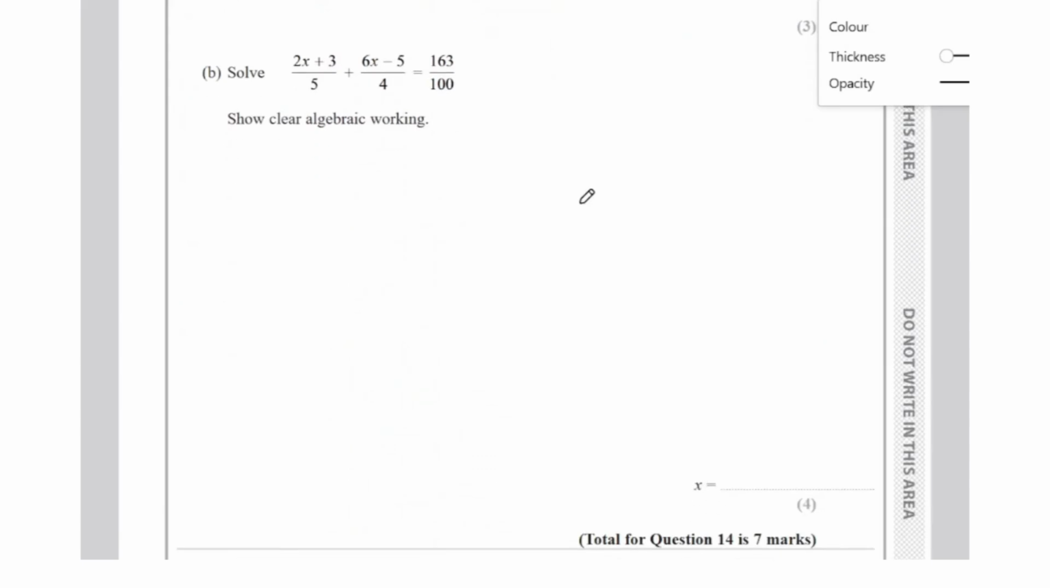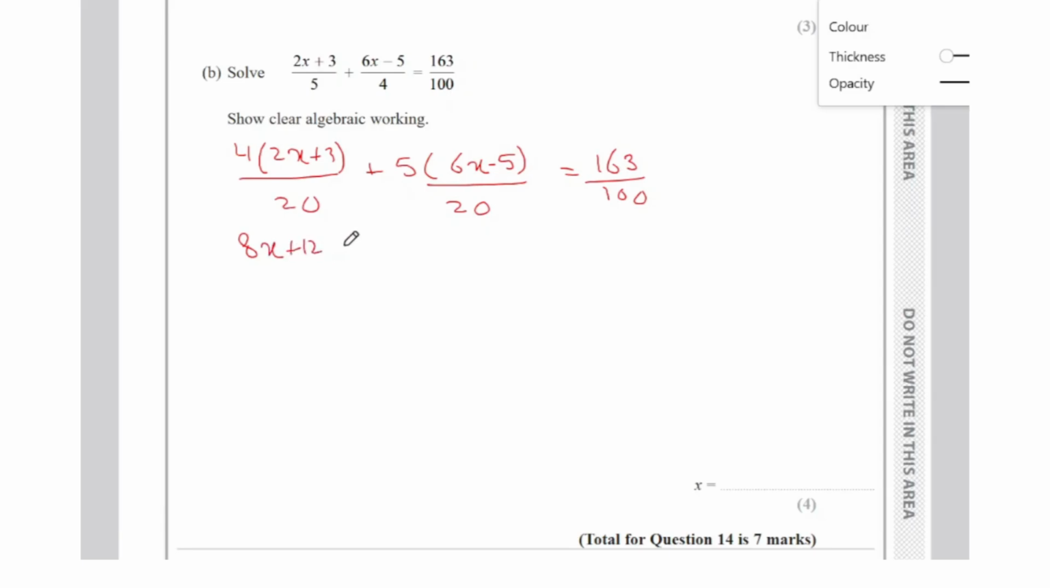So this question says solve, and solve means we need to find the value of x. We need to make the denominator the same for these two. If we multiply the first bit with 4, 2x plus 3, that becomes 20 here. Then plus, we're going to multiply this part with 6x minus 5 over 20 is equal to 163 over 100. Okay, so that becomes 8x plus 12, and then plus 30x minus 25 over 20 is equal to 163 over 100. Okay, so 8x plus 30x is 38x.